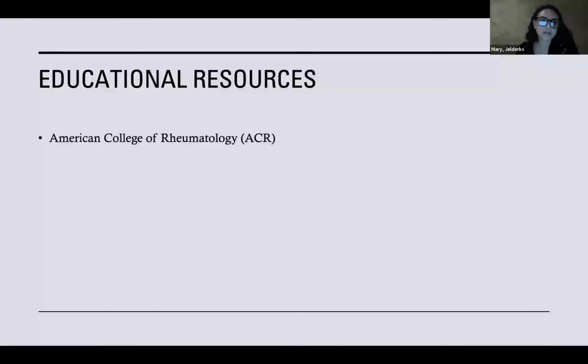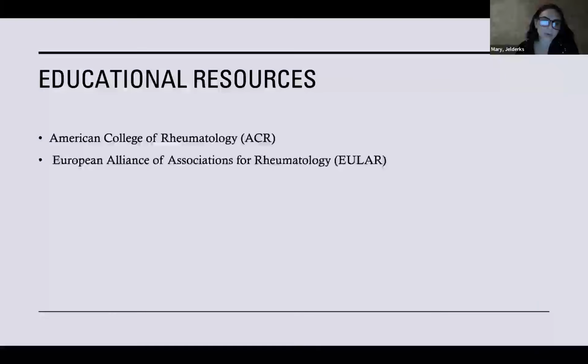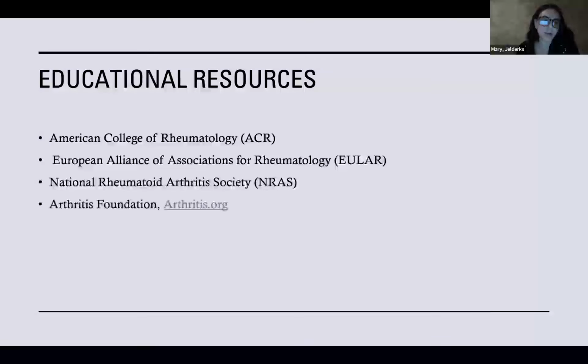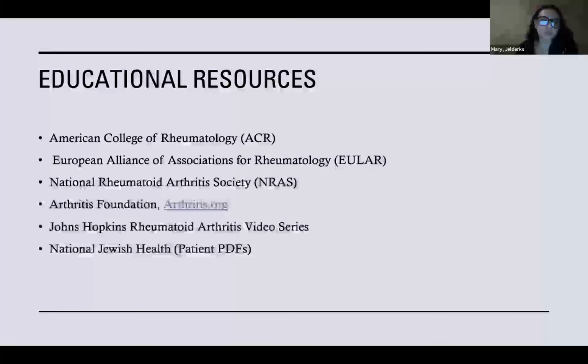And some educational resources to leave you with. So the American College of Rheumatology, there are great resources on here, from videos, PDFs, handouts, medications, many things to be accessed. Here are some other ones, but all very, very similar. You can find a lot of information here. So the European Alliance of Associations for Rheumatology, National Rheumatoid Arthritis Society, Arthritis Foundation, a lot of great tutorials on there. Johns Hopkins Rheumatoid Arthritis video series, National Jewish Health, really great PDFs as well.